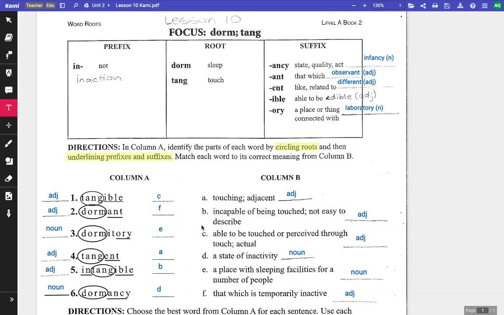I noticed a lot of friends did a good job with the word tangible, which is able to be touched, and intangible is incapable of being touched. So it has that in prefix that means not. You did a nice job. So if something is tangible, that means you can touch it. It's a physical thing that you can touch with your hand.